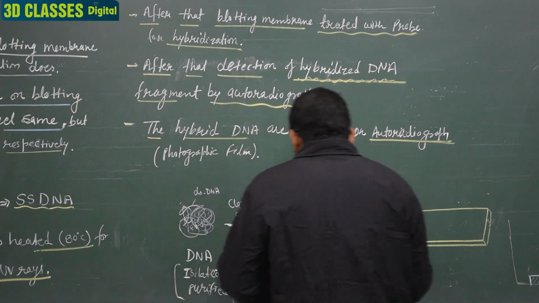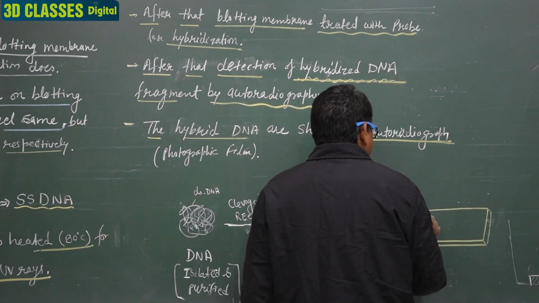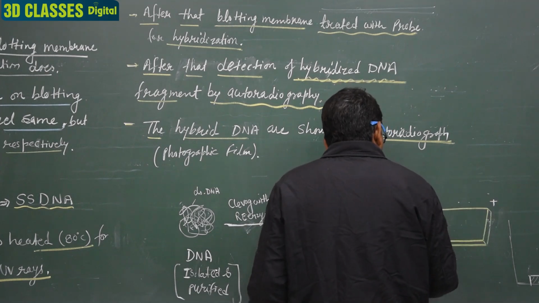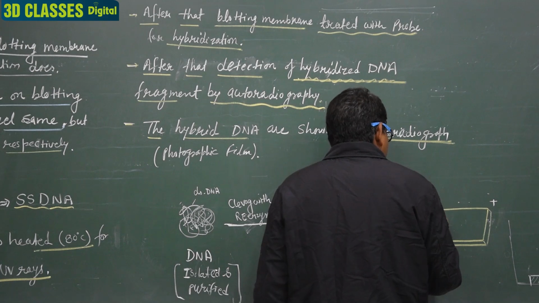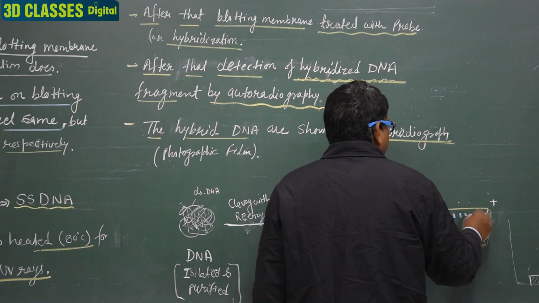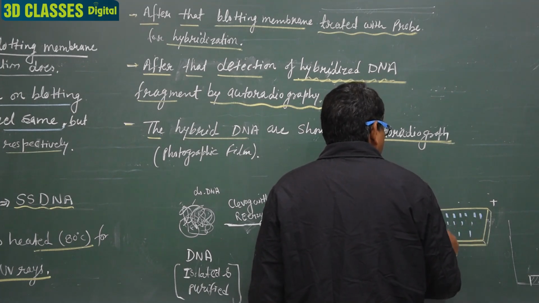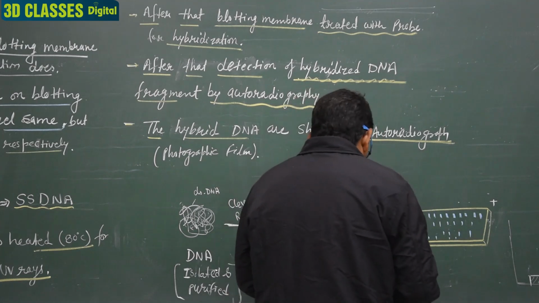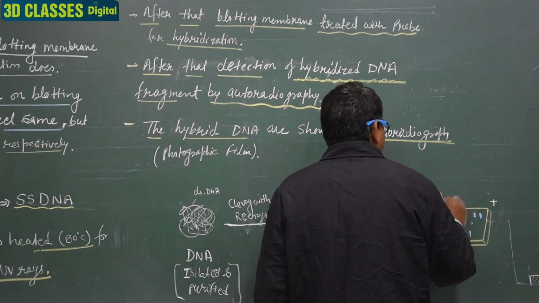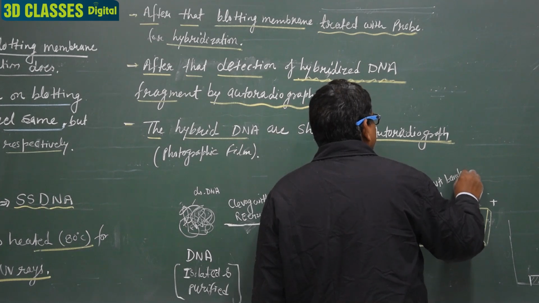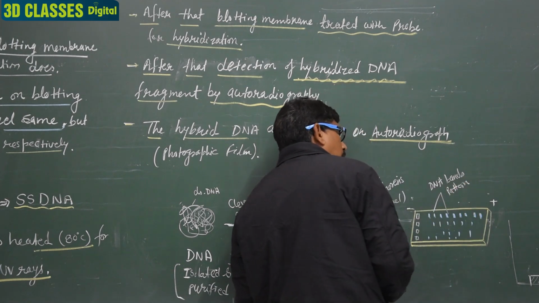Clear? And in the gel the wells are present here. The well is the negative end and the other is the positive end, and here we obtain the different bands like this. Clear? So these are known as the DNA band pattern, the DNA bands.